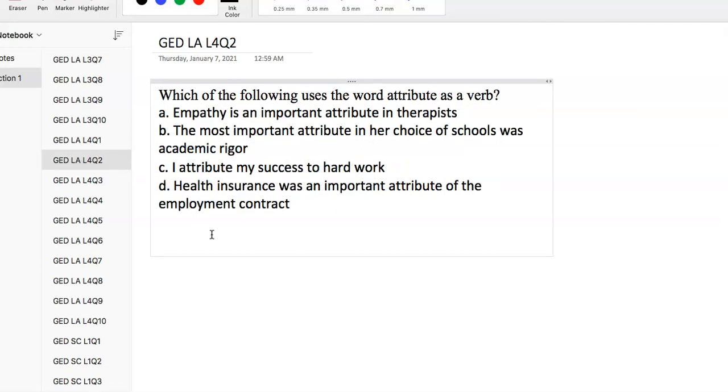Which of the following uses the word attribute as a verb? Okay, so we'll go through our answers. Empathy is an important attribute in therapists. The most important attribute in her choice of schools was academic rigor. I attribute my success to hard work. Health insurance was an important attribute of the employment contract.